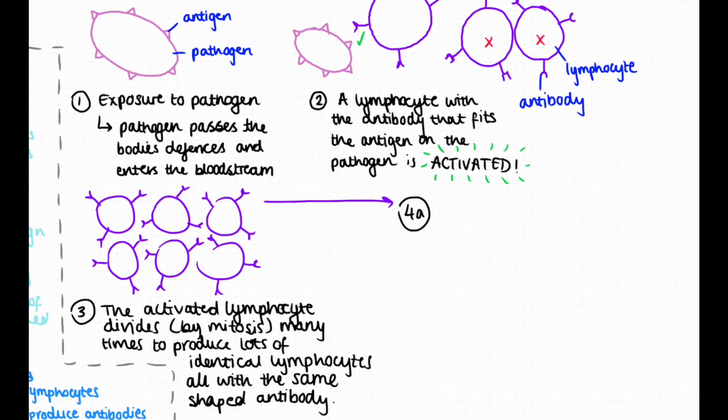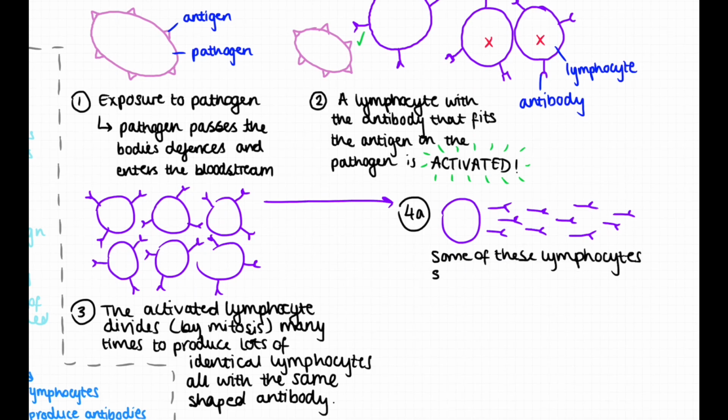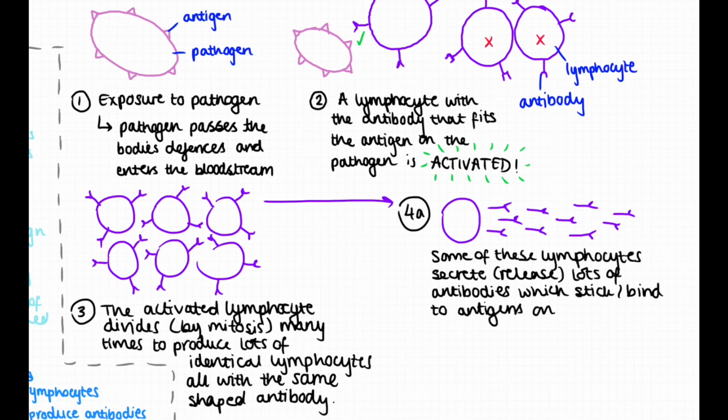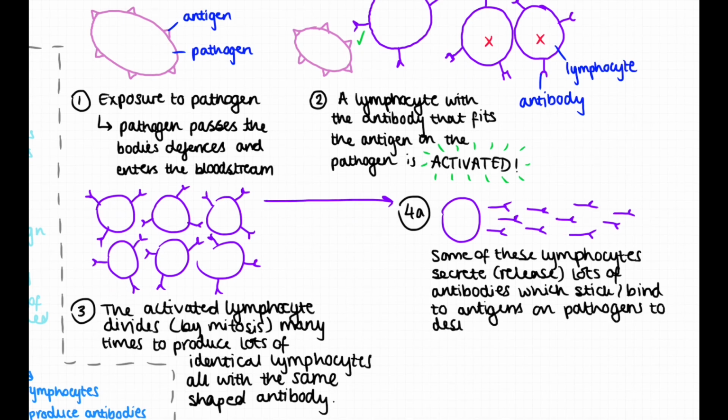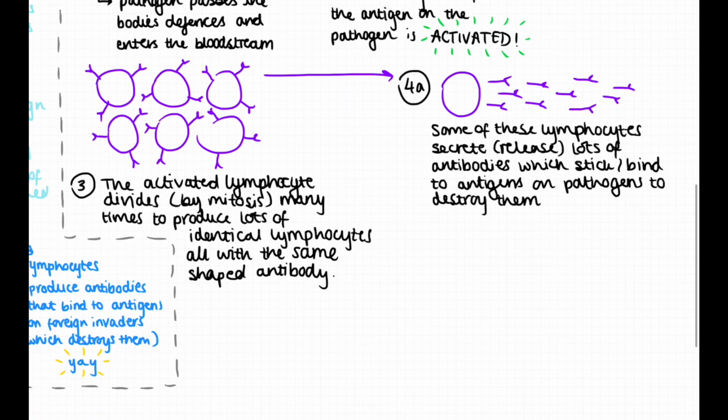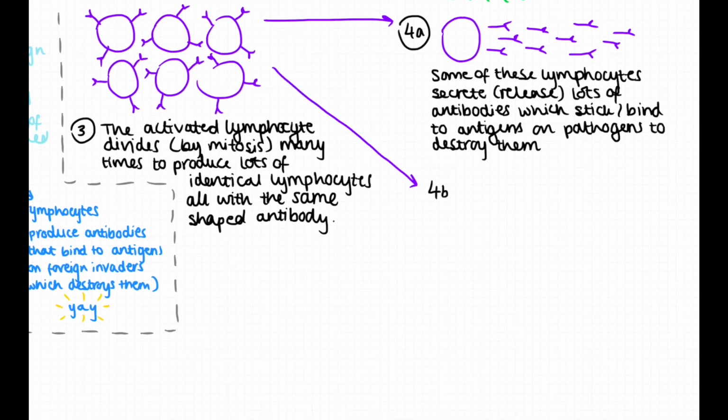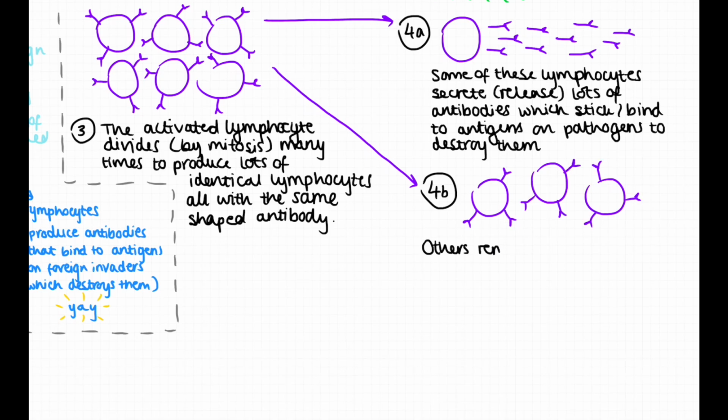Now we have lots of these lymphocytes, one of two things will happen to them. The first thing that could happen is that some of the lymphocytes will secrete, which just means release, lots of antibodies, which will bind to the antigens on the pathogen, which will destroy the pathogen. The other option is some of these lymphocytes will remain in the bloodstream, and these are called memory lymphocytes.